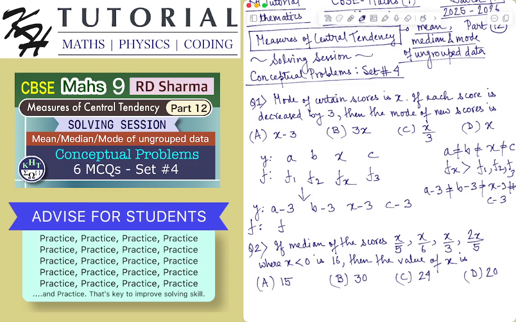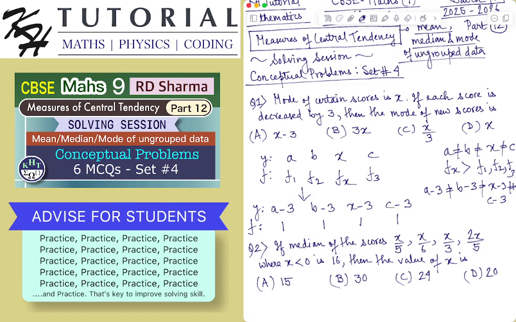No, the frequency will not remain the same. I think the frequency will become 1 over here, since A minus 3 is a completely new value. That is, A minus 3 is definitely not equal to A, B or X. So the new values are A minus 3, B minus 3, X minus 3 and C minus 3. I think the frequency of A minus 3 will be 1, and B minus 3 will also be 1, X minus 3 will also be 1, and C minus 3 will also be 1.